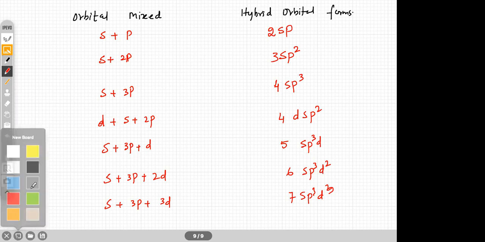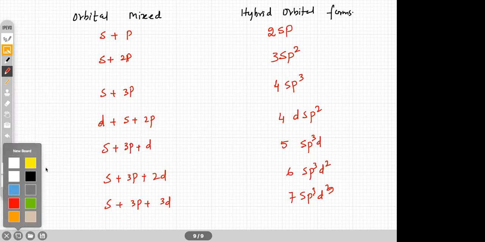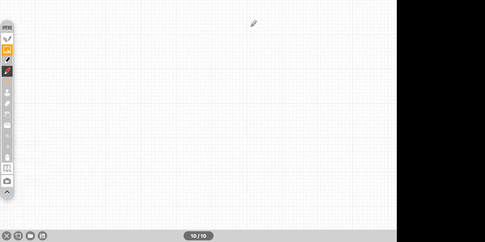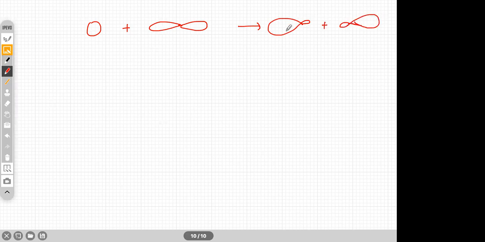If you talk about the shape here, generally the hybrid orbitals look like this. I'll tell you here. Suppose one s and one p are combining to form a hybrid orbital. The hybrid orbitals that we get are these two, sp hybridized orbital and sp hybridized orbital, from one s and one p. So generally the shape of a hybrid orbital is like this one, right?